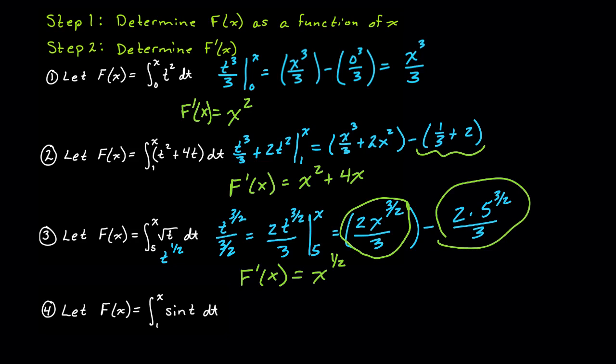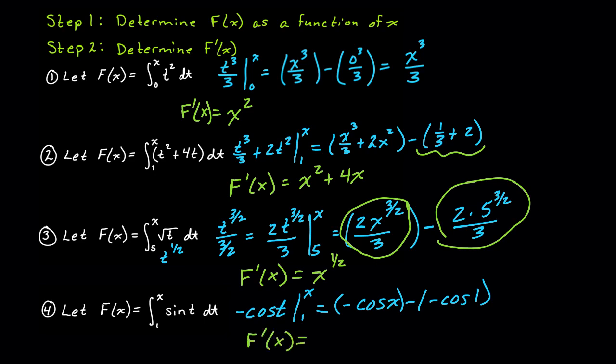And one more here. The antiderivative of sine is negative cosine of t. Evaluated between 1 and x will give us negative cosine of x minus negative cosine of 1. And then f prime, well, the derivative of cosine is negative sine. We already got the negative in front, so that turns it back into a positive sine of x, and then this is a constant, so its derivative is 0.